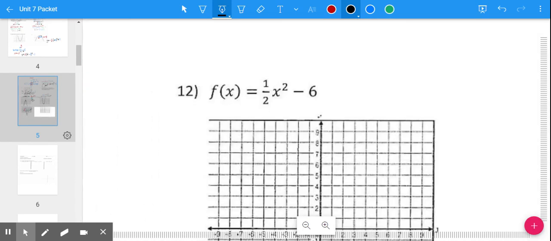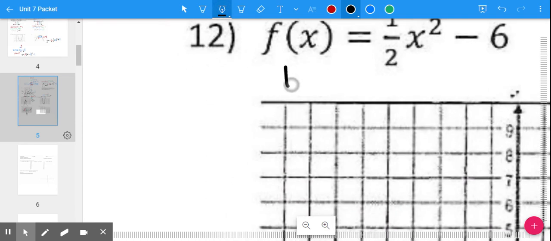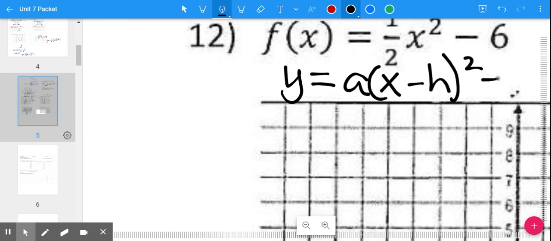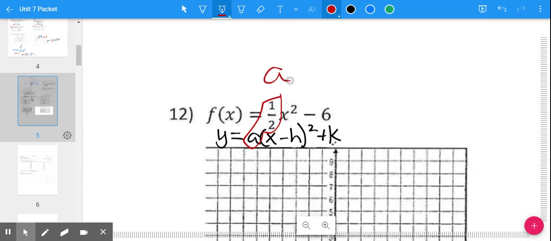And then we're on to the last one in this section and the last one on this paper. So we have y equals a(x minus h) squared plus k. So on this one, your a value is 1/2. It's a positive 1/2, so we know it's going to open up. We also know on either side of the vertex, we're going to go over a box and then go up half a box because it opens up half a box.